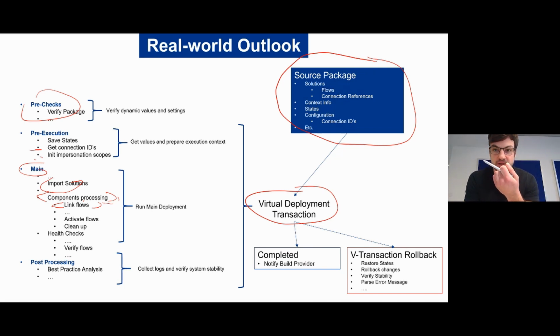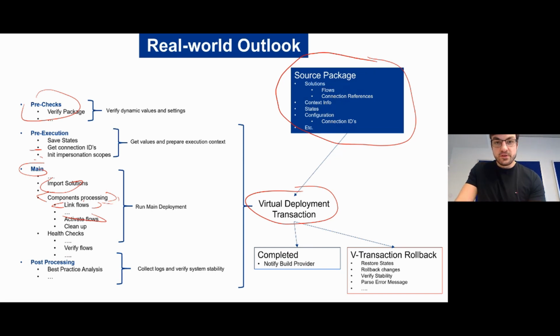Update the connection references, make sure everything works, and then we need to activate the flows. So basically a simple update. And then we can do a lot of cleanup stuff and health checks and so on, verify flows. But this is basically what we do. The real world process is much more complicated, but I just want to give you a quick introduction here of what's going on behind the scenes.